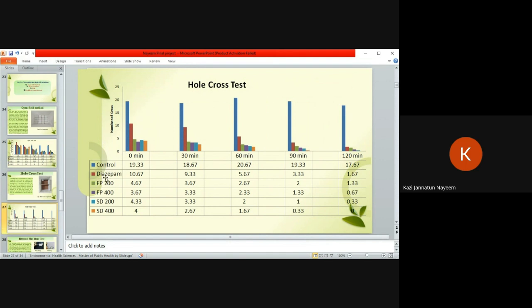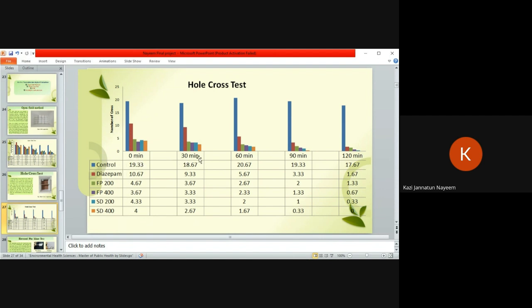As a standard, we use diazepam. Then the whole course is generally estimated for the antidepressant activity. In the whole course test, we have observed the dose dependent sedative activity for both fruit pulp and seed of Amora rohituka, and the seed extract showed higher sedative activity by controlling locomotor movement of the mice at the dose of 400 milligram per kg compared to the diazepam.